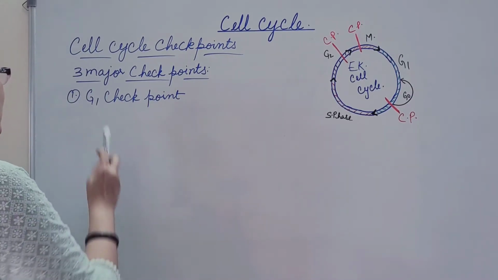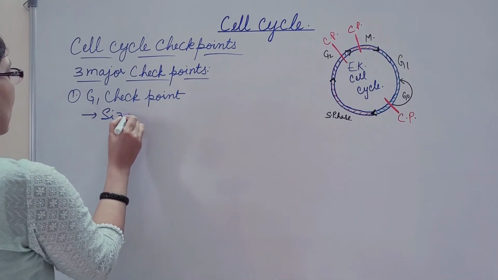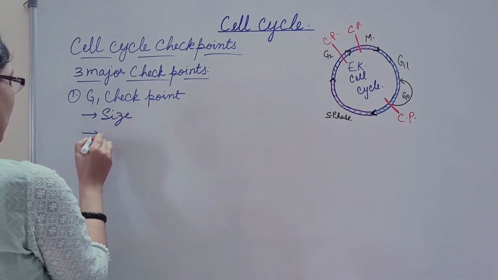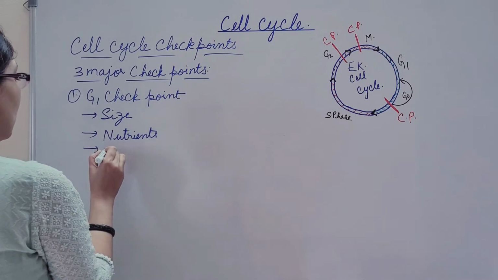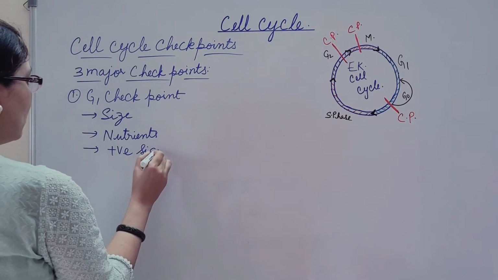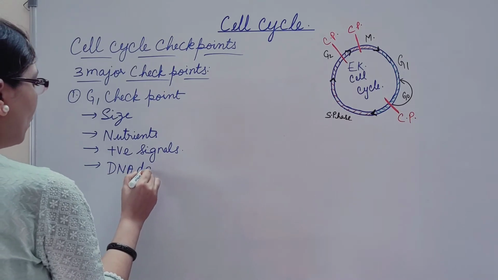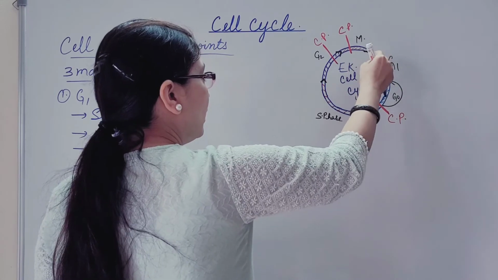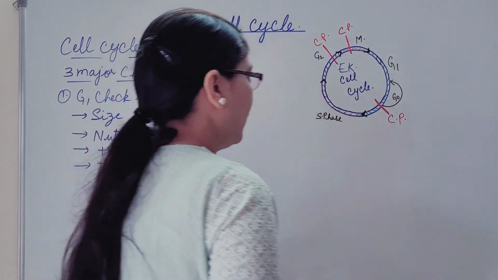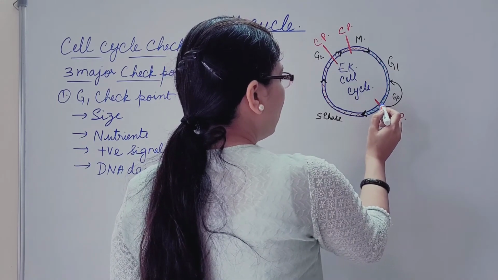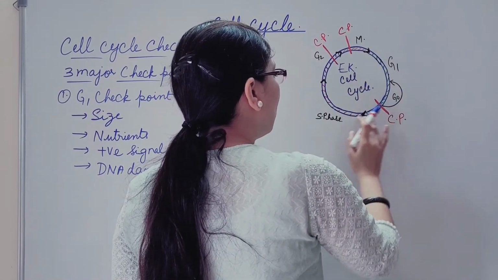First is the G1 checkpoint. It is the main checkpoint. It checks various factors, like whether the size of the cell is enough to undergo division, whether all the nutrients required for cell growth and division are available, whether it is getting positive signals for division like growth factors, and whether the DNA is damaged or not. If all the conditions are favorable, the cell cycle progresses through the G1 phase and then enters the S phase for duplication of the DNA. And if these conditions are not favorable, the cell cycle is arrested. It enters the G0 stage, which is known as the resting stage, and remains in the G0 stage till favorable conditions return.